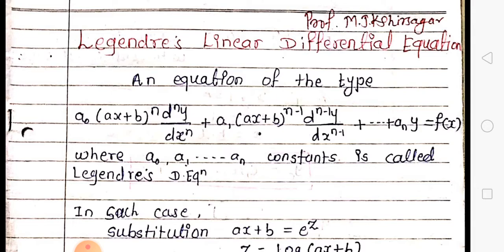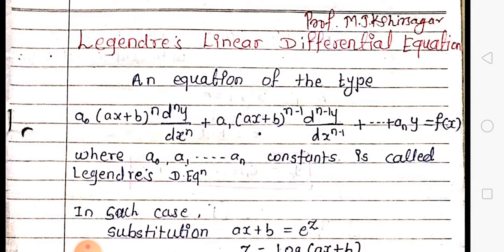This equation is the same as Cauchy's linear differential equation. The only difference between Cauchy's and Legendre's equation is that in Cauchy's equation, the coefficient of the differential coefficient is in the form constant into x raised to n, whereas in Legendre's equation it is constant into (ax+b) raised to n.